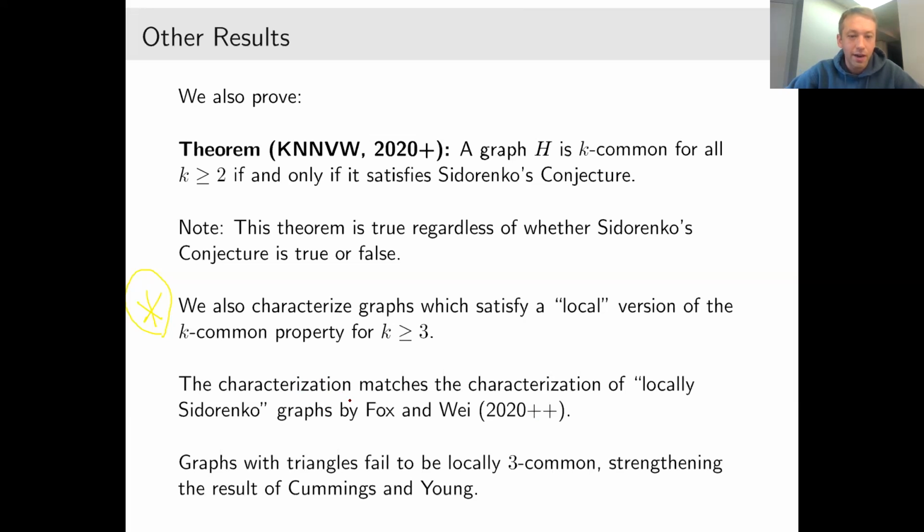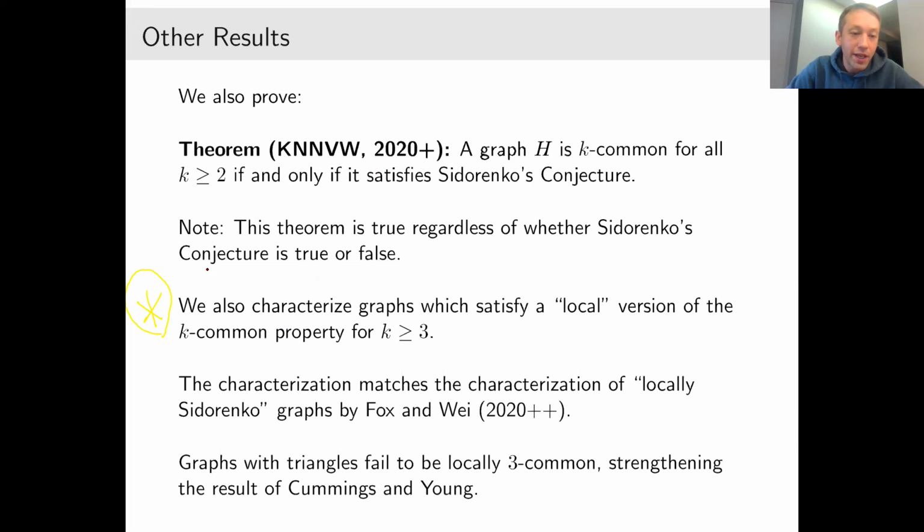And I should mention that this characterization completely matches the characterization of locally Sidorenko graphs of Fox and Wei. Actually, we use their result. This is from a paper which I believe is also not quite on arXiv yet. We use their result to prove one direction of our result: the fact that graphs of even girth are locally Sidorenko implies that they're locally k-common by the same convexity argument you saw earlier. But what we have to prove is the other direction.